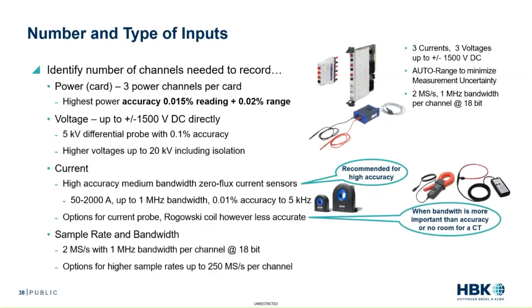Ideally, you want a sample rate of somewhere around 500 kilohertz, maybe a megasample. You shouldn't need much more than 2 megasamples in rare cases, but you want to have a lot of bandwidth and high accuracy. In this particular case, this card has 18 bits of resolution. And there are even options for higher sample rates, up to 250 million samples per second per channel. Nice thing here, you see on the right side at the top, this particular card also has auto ranging to minimize measurement uncertainty. And that comes in handy when you want to even increase the accuracy of your measurement for efficiency.